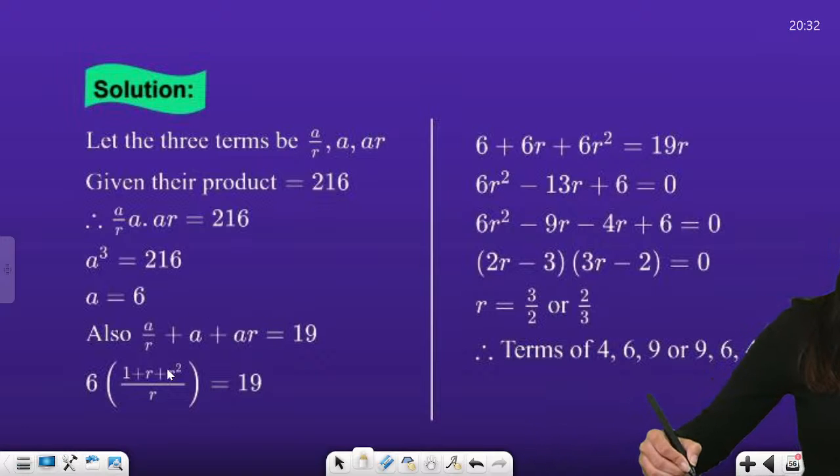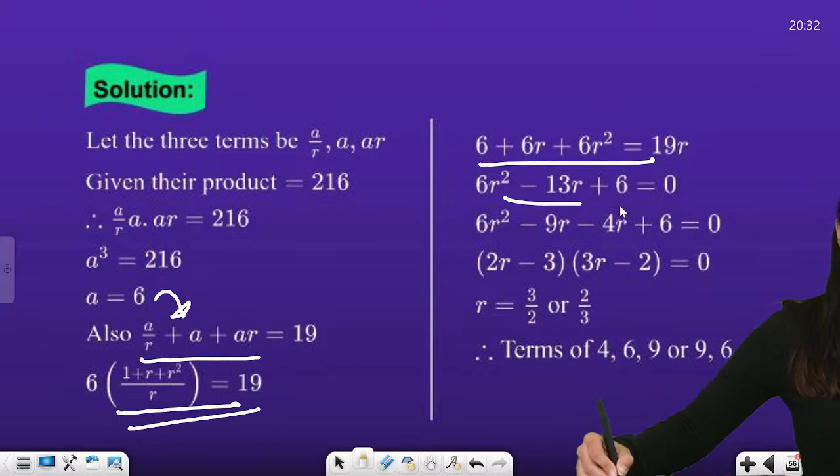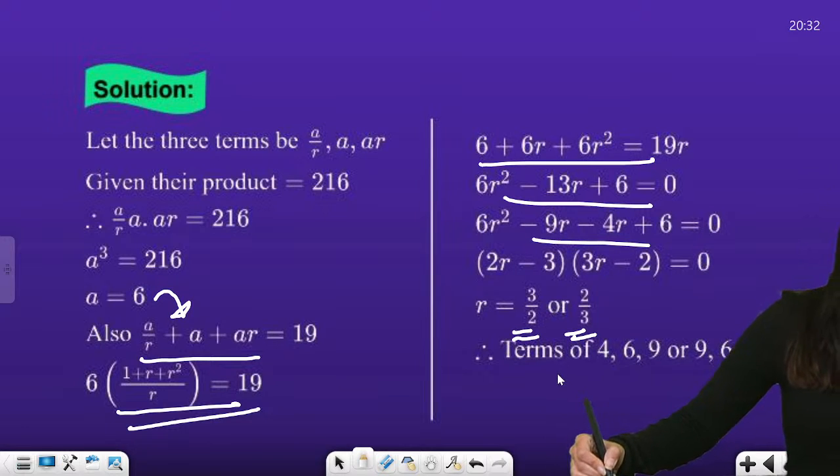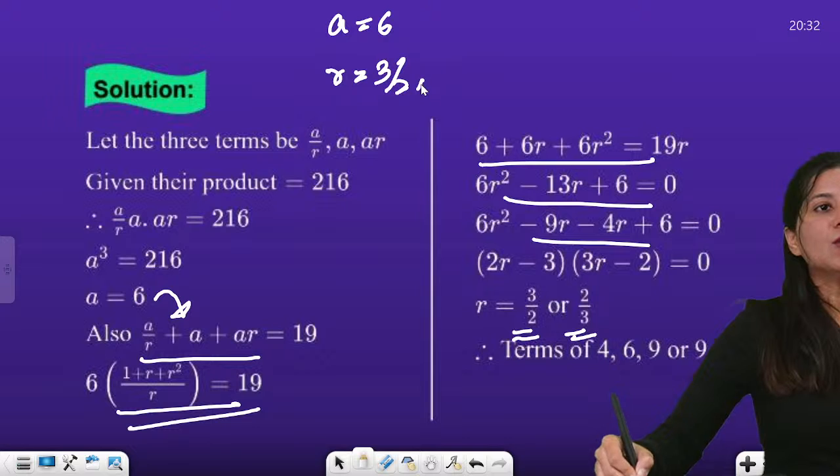I'll show you how. The moment a is equals to 6, you are going to plug in the value over here, and then it's just pure quadratic equation solving. The value of r is either 3 by 2 or 2 by 3 after solving the quadratic equation. So a is 6, r is either 3 by 2 or 2 by 3.